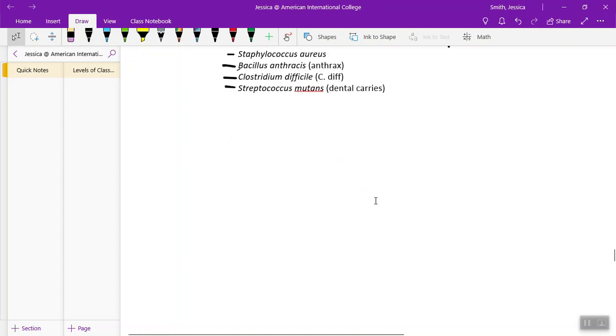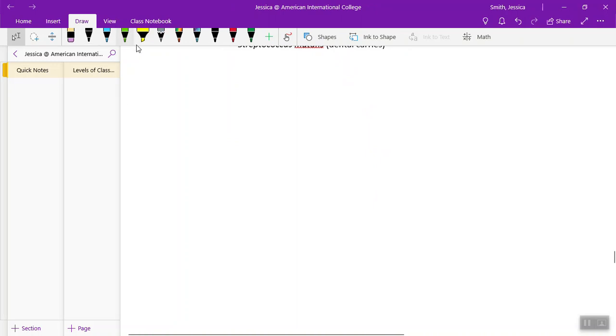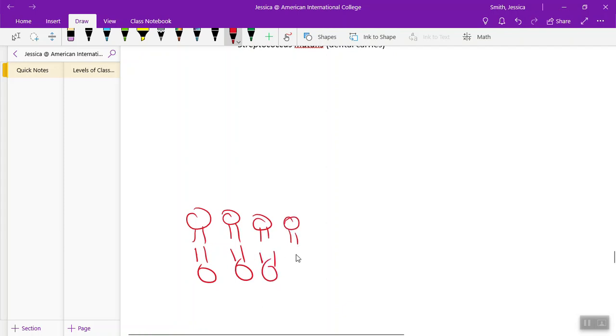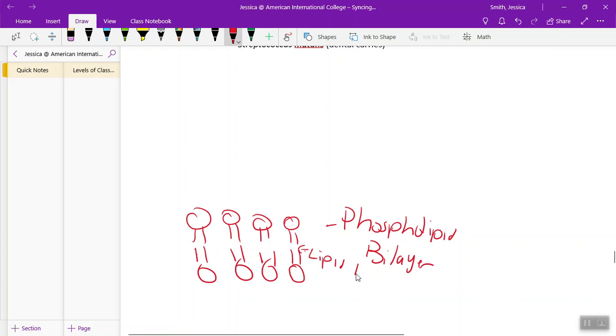So here is what the gram-positive cell wall looks like. I'm going to do a drawing here. So first of all, we have our regular cell membrane. This is our plasma membrane. And remember, this is a phospholipid bilayer. And facing the inside here, we have the lipid tails. And on the outside here, these little round things, these are the phosphate heads.